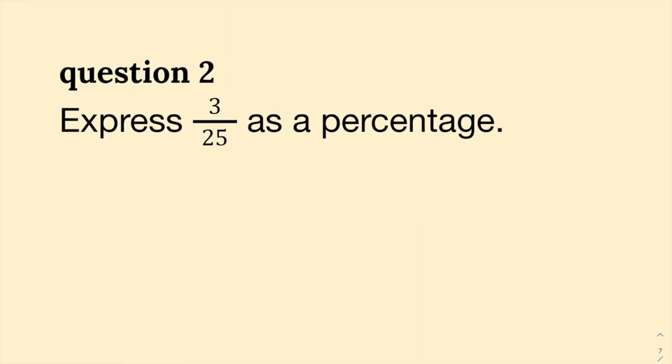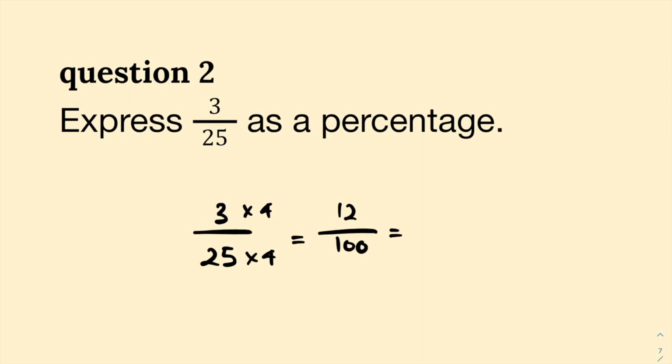Question 2, express 3/25 as a percentage. Now, the denominator 25 happens to be one of those nice factors of 100. Why? Because 25 times 4 gets us 100. So we do that for both the top and the bottom, obtaining 12/100. And therefore, this can be expressed very conveniently as 12%.